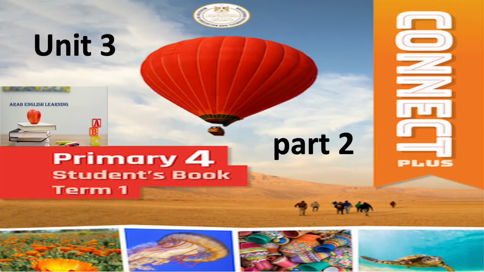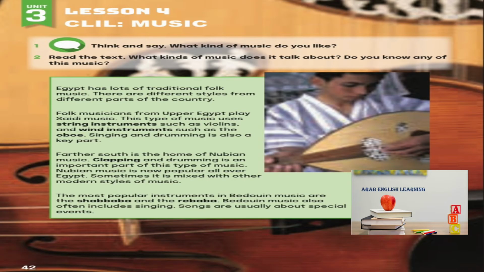Connect Plus, Primary 4, Students Book, Unit 3, Part 2. Page 42, Lesson 4, Music. Exercise 1, think and say, what kind of music do you like? You can say, I like pop music, I like jazz music, whatever the kind of music you like.